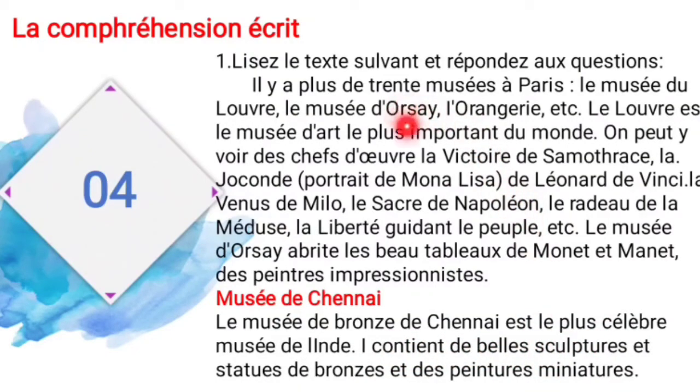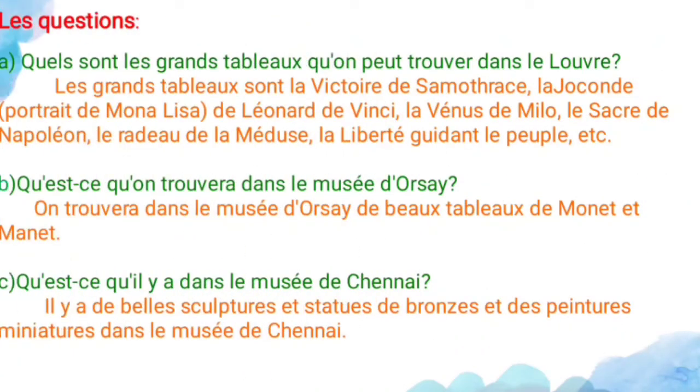So first one is a museum in Paris. There are more than 30 museums in Paris, the Louvre Museum, Orsay Museum, Orangerie. And the Louvre is the most important art museum of the world, and we can see there are many masterpieces like Victory of Samothrace, like that, Leonardo da Vinci. And second one is the Museum of Chennai, and Bronze Museum of Chennai is the most famous museum of India, and it has beautiful sculptures and bronze statues and miniature paintings. So this is all about this compréhension écrite. Let us move to the questions.